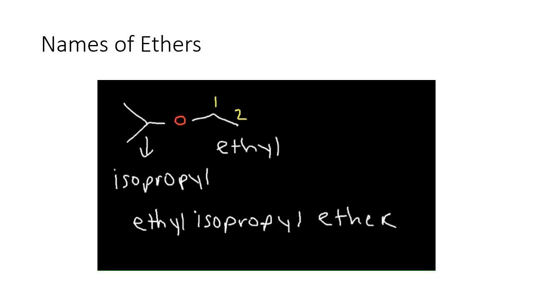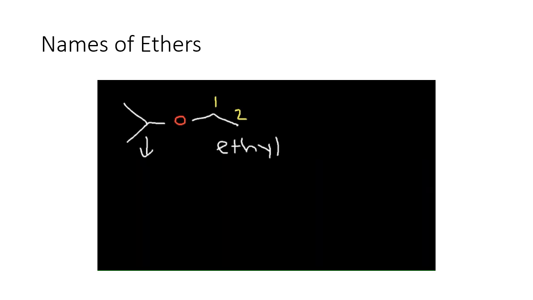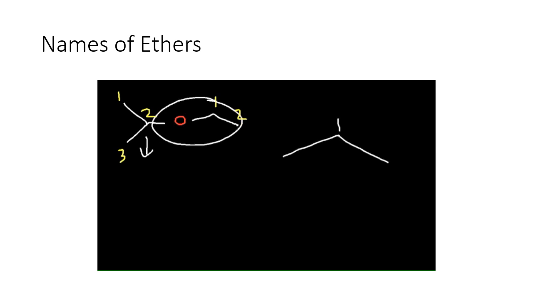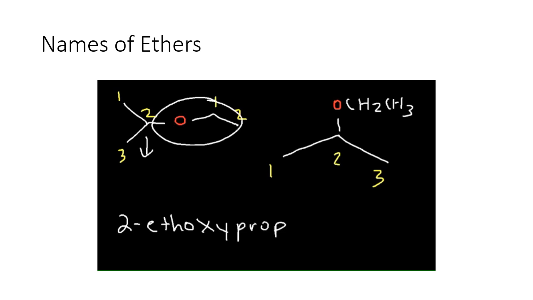Now what about the IUPAC name? What is it for this particular molecule? So I'm going to redraw it. First, I'm going to draw these 3 carbons because that's the longest chain. So 2, 3. And on carbon 2, I'm going to draw the ethoxy group. So I'm going to rewrite it like this. So you can clearly see that the ethoxy group is on carbon 2. So it's 2-ethoxy, and for a 3-carbon alkane, it's propane. So 2-ethoxy propane. That's the IUPAC name for this ether.